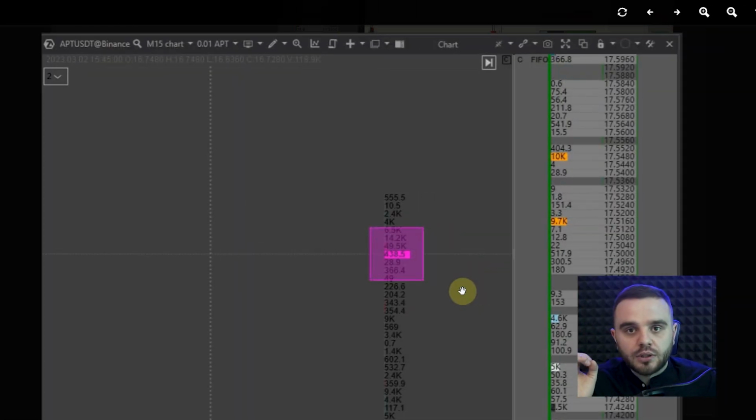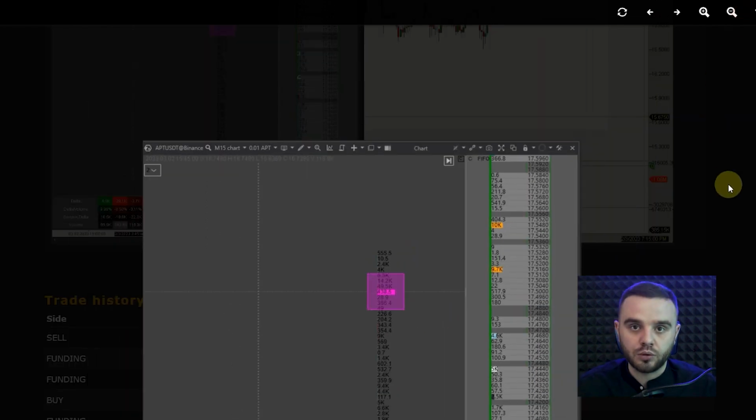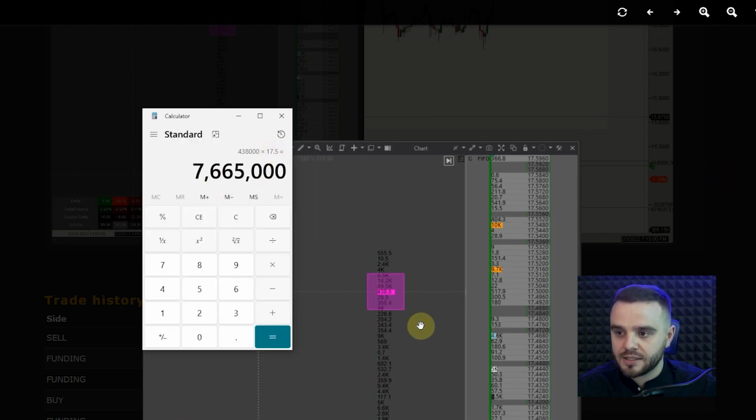On the footprint of APT I saw at 17,500 that someone sold 438,000 coins. It's insane volume for this coin. If you multiply this amount by price, it is more than $7 million. It's a lot for APT. And what's the major idea of our strategy? When significant volume appears, quite often it becomes powerful support or resistance. And if that volume appears in a proper place, we take a trade.